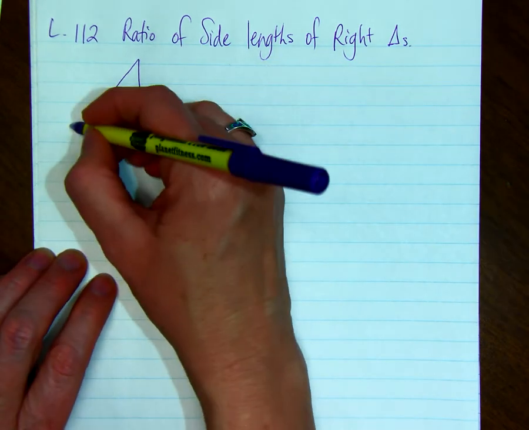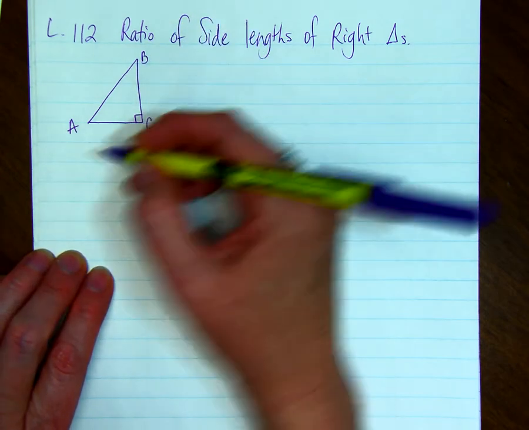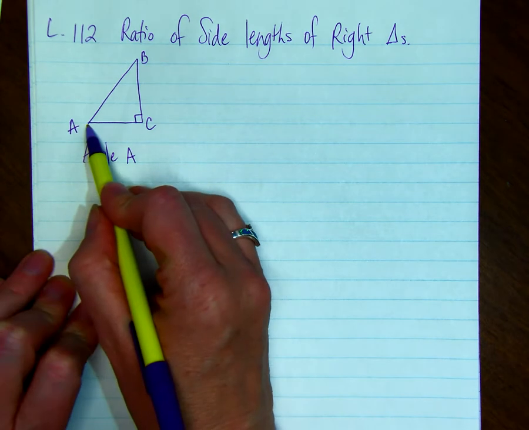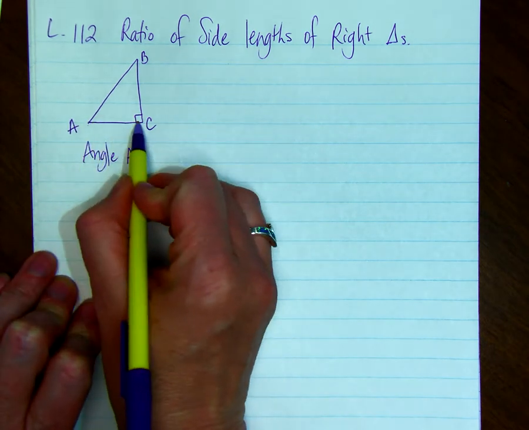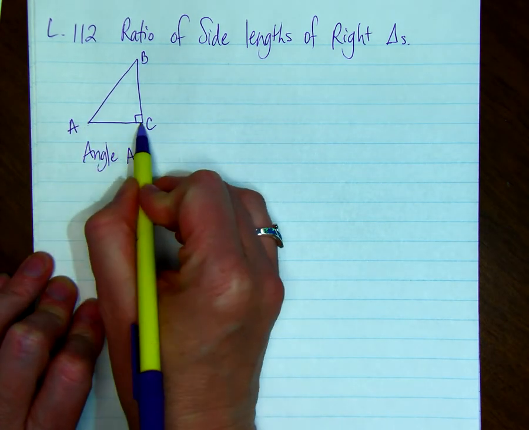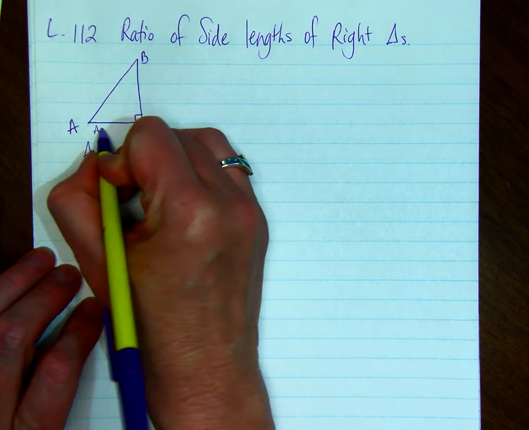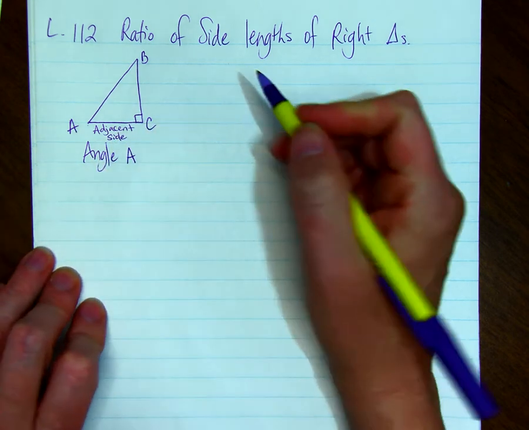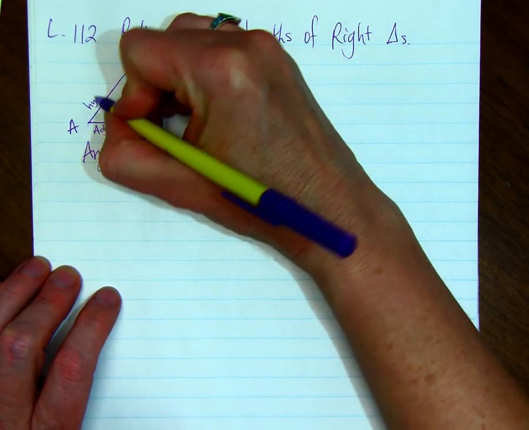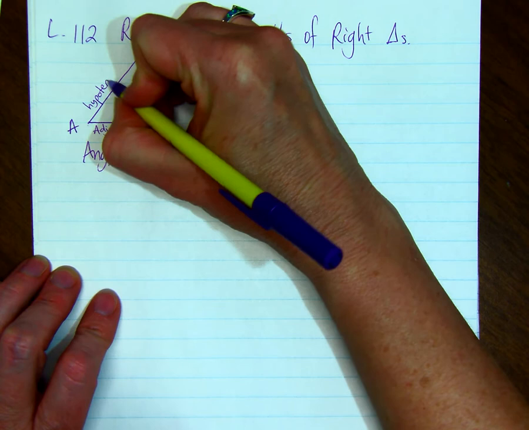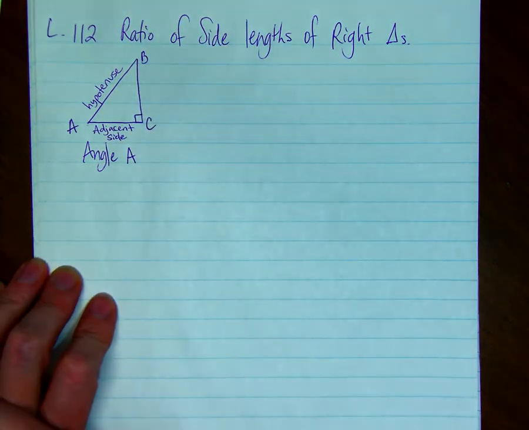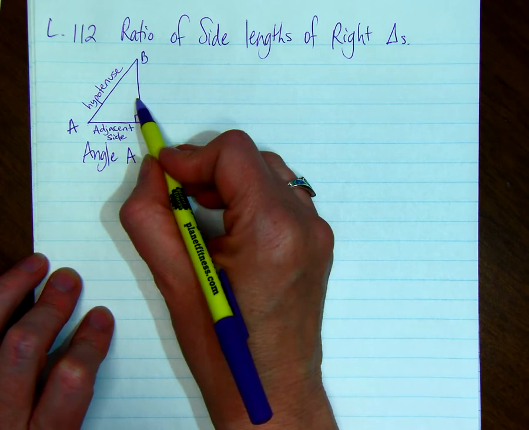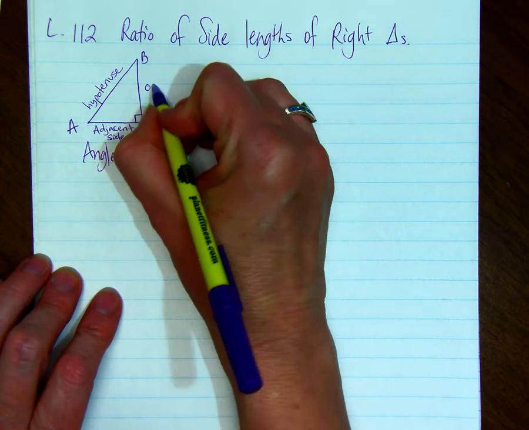If we are looking at angle A, the side right next to it, side AC, the leg, is called the adjacent side or adjacent leg. The hypotenuse is always called the hypotenuse, so we'll just write hypotenuse between A and B. The side that is straight through the triangle to the opposite side, BC, is called the opposite side or opposite leg.